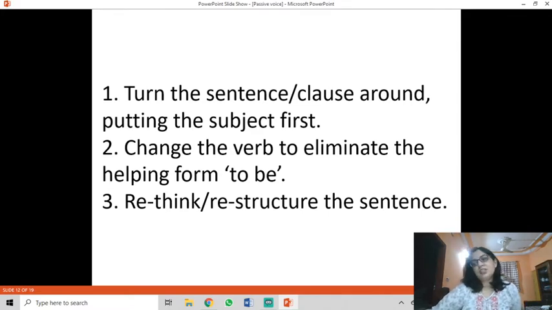So if I say the car was driven by Aisha, you have to write the subject first. So Aisha drives a car. Change the verb to eliminate the helping form to be. When I say is driven, you are using is and driven, the third form of drive. So you would say Aisha drives the car. And you have to restructure the sentence in your mind, and maybe on a piece of paper you can try writing the sentence one way or the other, and this would help you restructure the sentence.